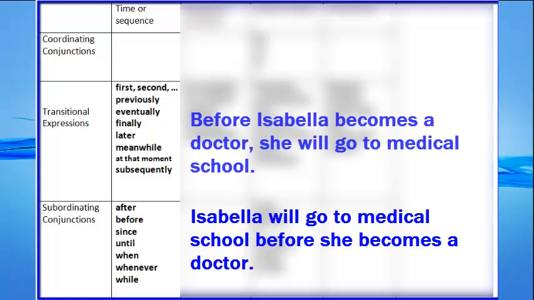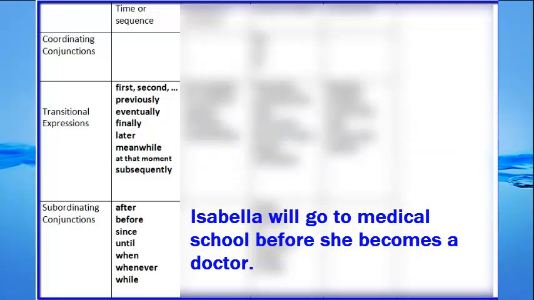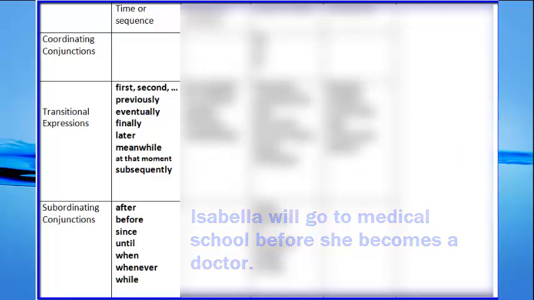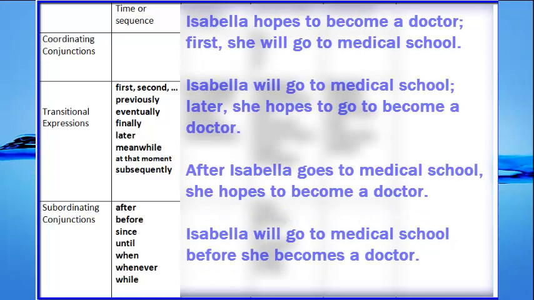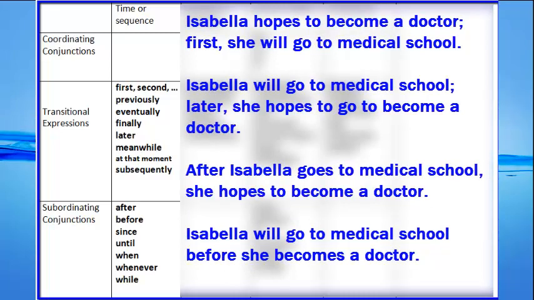Remember that if you begin a complex sentence with a dependent clause, a comma comes right after the entire dependent clause. But if you begin a complex sentence with an independent clause, you do not need a comma. All of these sentences, whether the ideas are joined by transitional expressions or subordinating conjunctions, mean essentially the same thing.